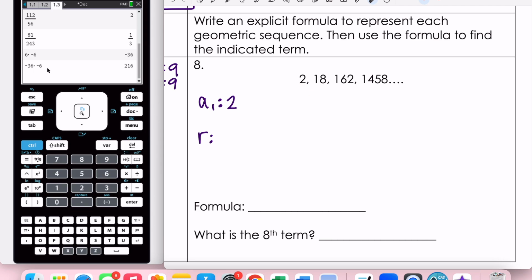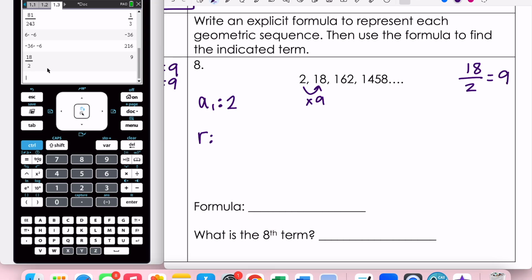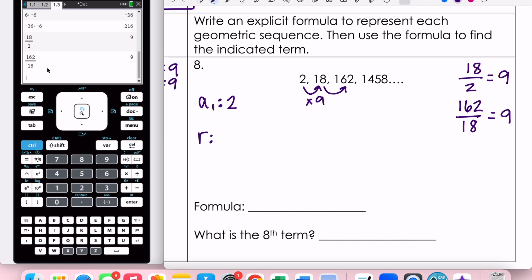Well, to get from 2 to 18, I know that I multiplied by 9. But if you cannot do that math in your head, remember, take the second term, 18, divided by 2. When you type in 18 and divide that by 2 in your calculator, you get 9. Double check your answer. Take the next 2 terms, 18 and 162. Take the most current, 162, divided by 18. When I take 162 and divide that by 18 in my calculator, I end up with 9. So this means I multiplied by 9 to get there.